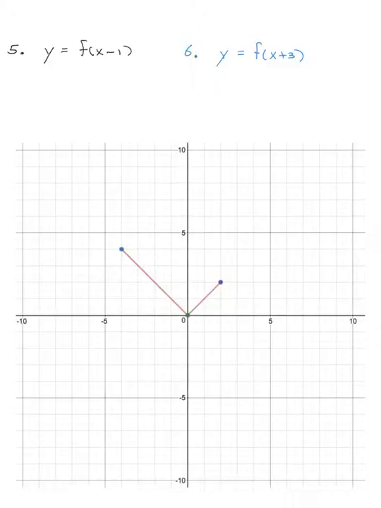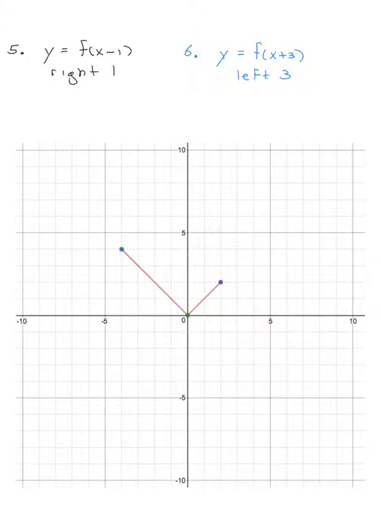Okay, so both questions 5 and 6, everything is happening inside the function, meaning I'm only changing the x's. And changing the x's will be the opposite of what we expect. You would think subtracting 1 would go left, but actually this is going to go right 1 place. This goes right 1 place. And in 6, you would think this goes right 3, but actually it goes left 3.